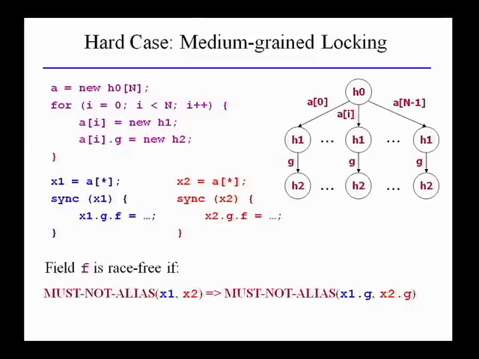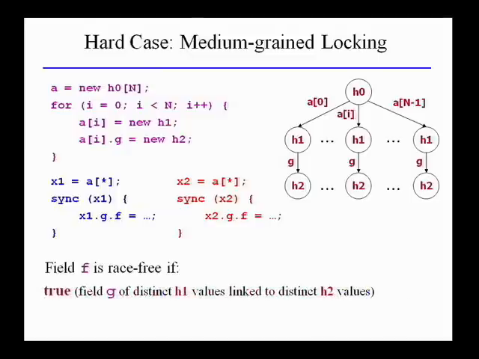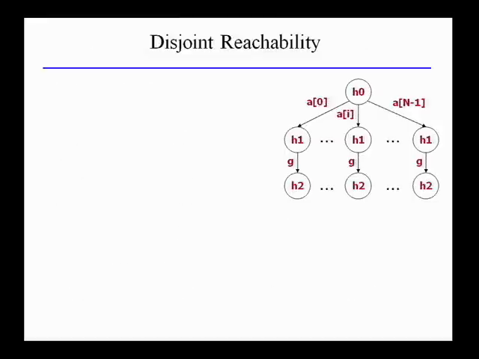So there it is in English: field G of distinct H1 values. This will be true if field G of distinct H1 values are linked to distinct H2 values. And for this particular data structure, that happens to be true because of the way we built it. So in fact, that's OK.